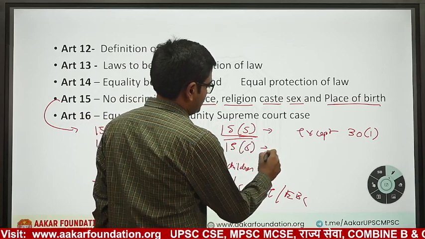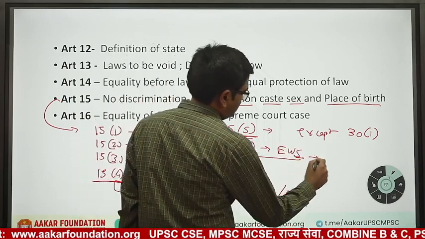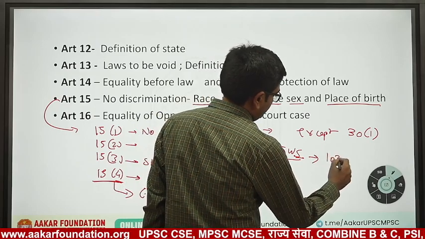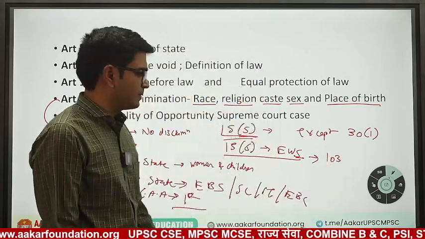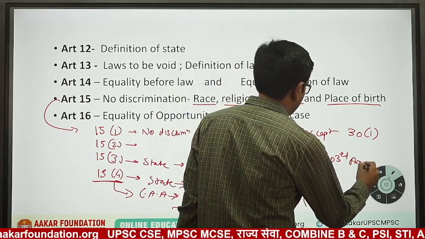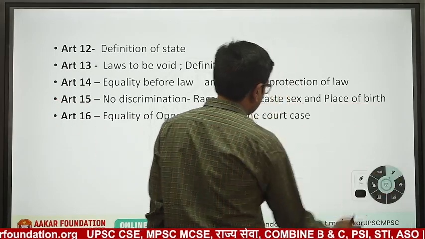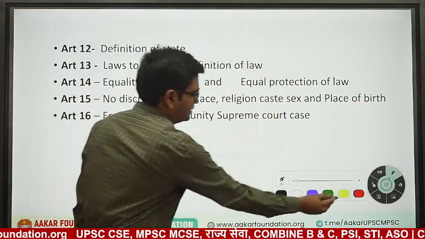15.6 is for reservation for the economically weaker section. This again was not in the original constitution. This came in the 103rd Amendment. So this is about Article 15. Then comes Article 16. This is about public employment.